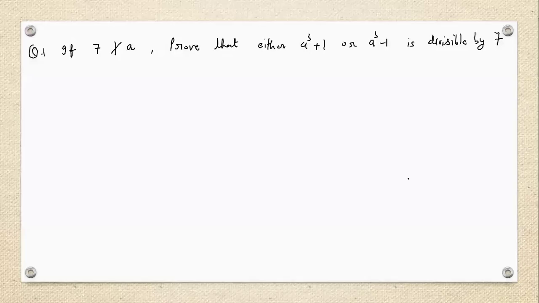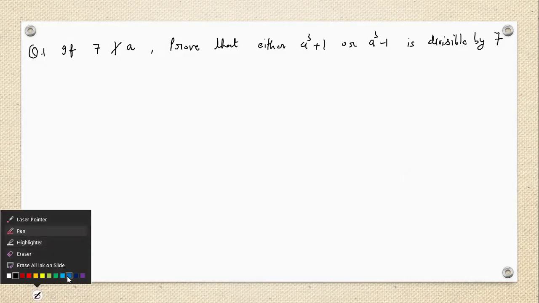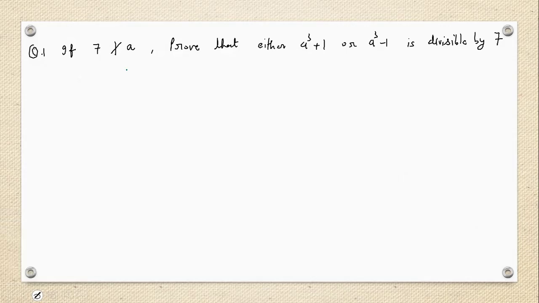Hello everyone. So today we are going to discuss some question answers on Fermat's Little Theorem. Please be ready with notebook and pen. We are going to do this question answer together. Okay, now first of all, read this question.